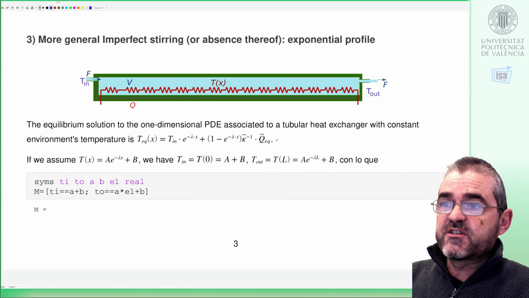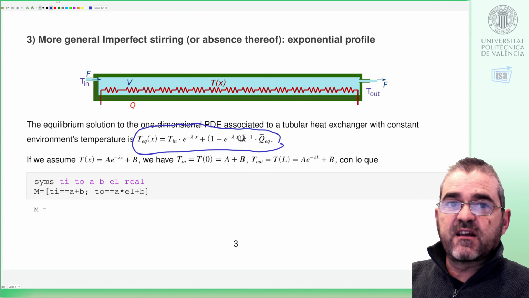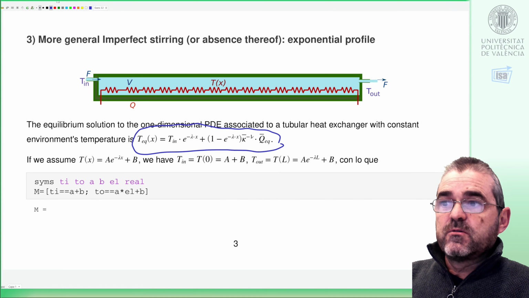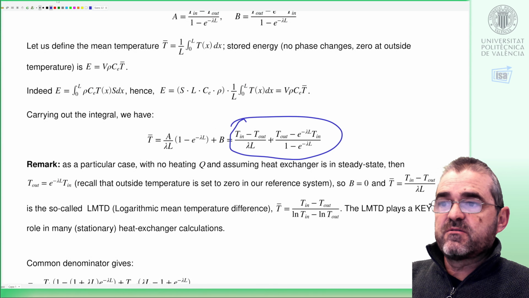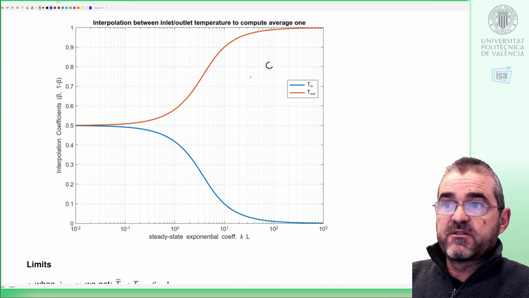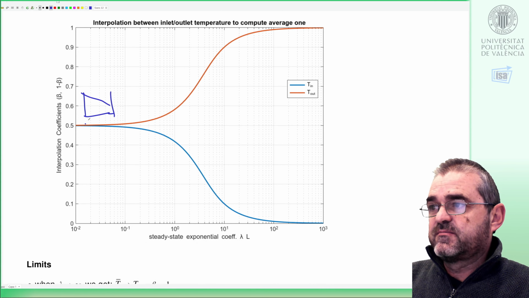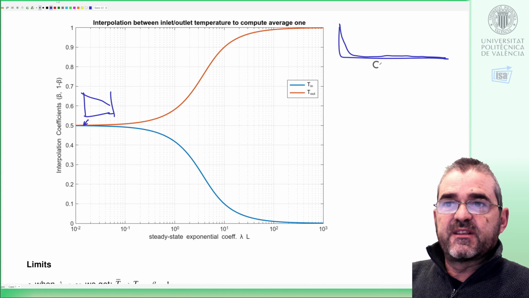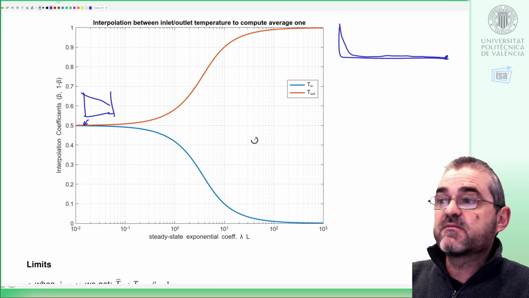In this video, we have assumed that the steady-state exponential profile associated to the exact PDE solutions in equilibrium also holds during the transient of a tubular heat exchanger. With that, we have computed the mean temperature, and we have realized that it's an interpolation of the input and output temperatures, and the extreme cases are the linear temperature profile or everything approximately equal to the outlet temperature in the other extreme. Nevertheless, we can compute these coefficients based on physical parameters.